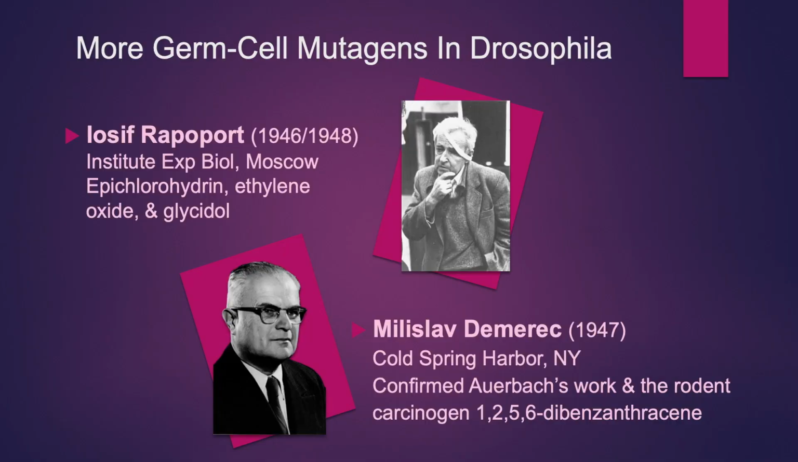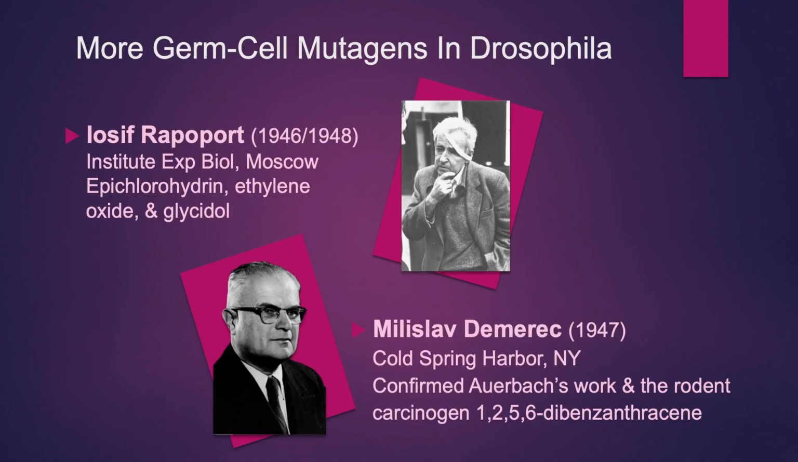After the war, there was a flood of papers that came out. Charlotte Auerbach was not the only one working on this issue during the war. And as soon as the war ended, other papers came out. One of those sets of papers was by Josef Rappoport in the Soviet Union. He, using Drosophila, also showed that epichlorohydrin, ethylene oxide, glycidol, and other kinds of compounds were also germ cell mutagens. And his other claim to fame is that in 1966, he published a paper in which he coined the term supermutagens. It was to encompass all these potent alkylating agents. So he was a very important figure in this field.